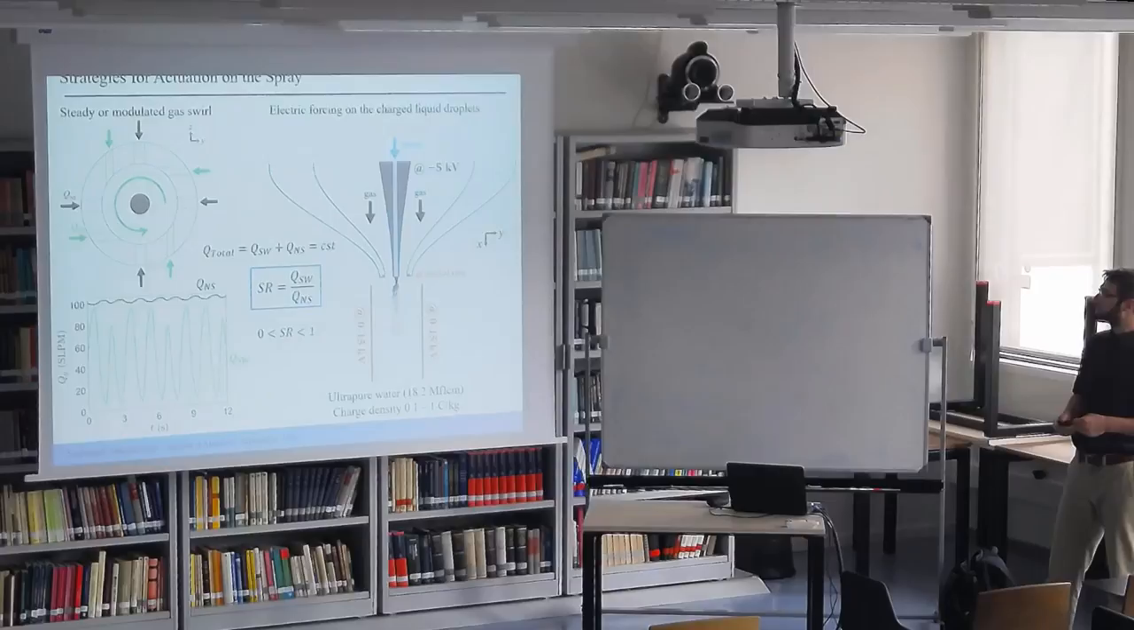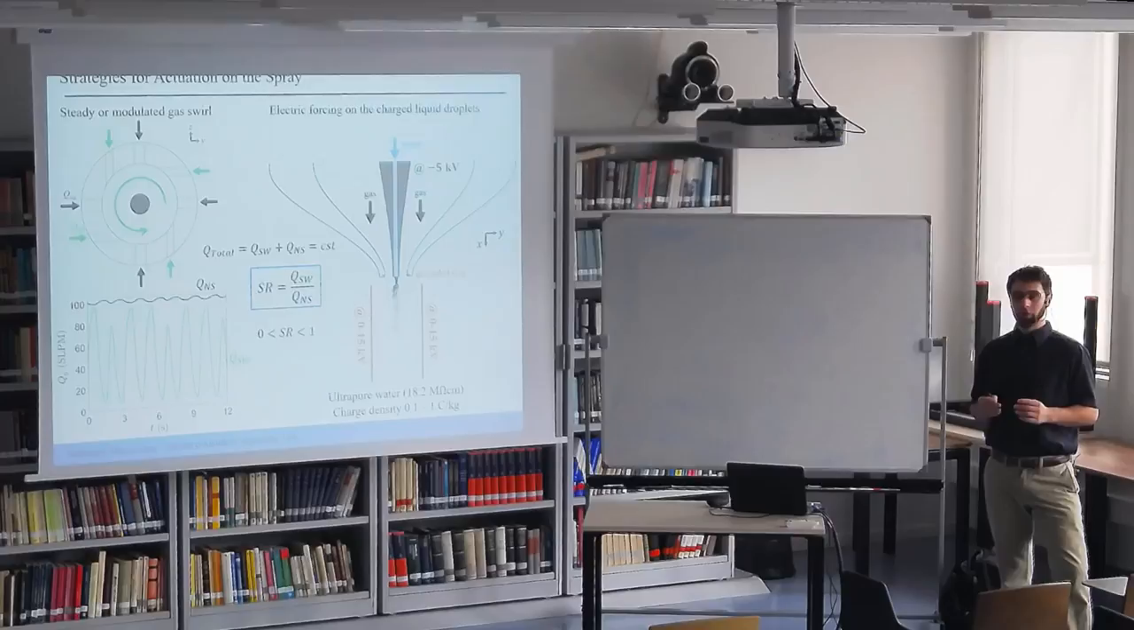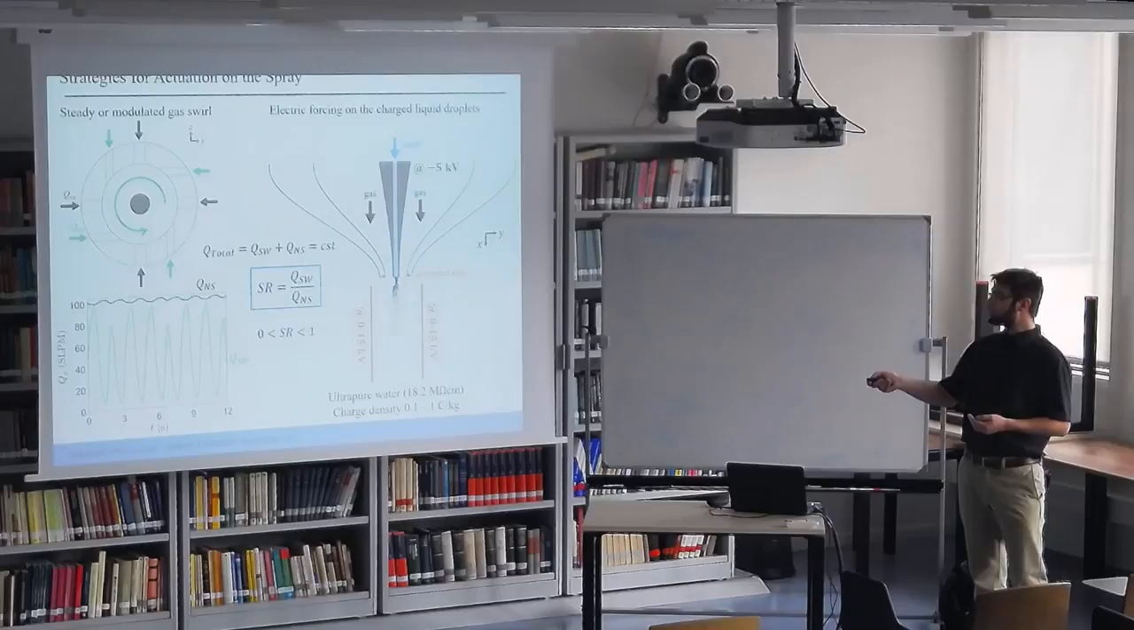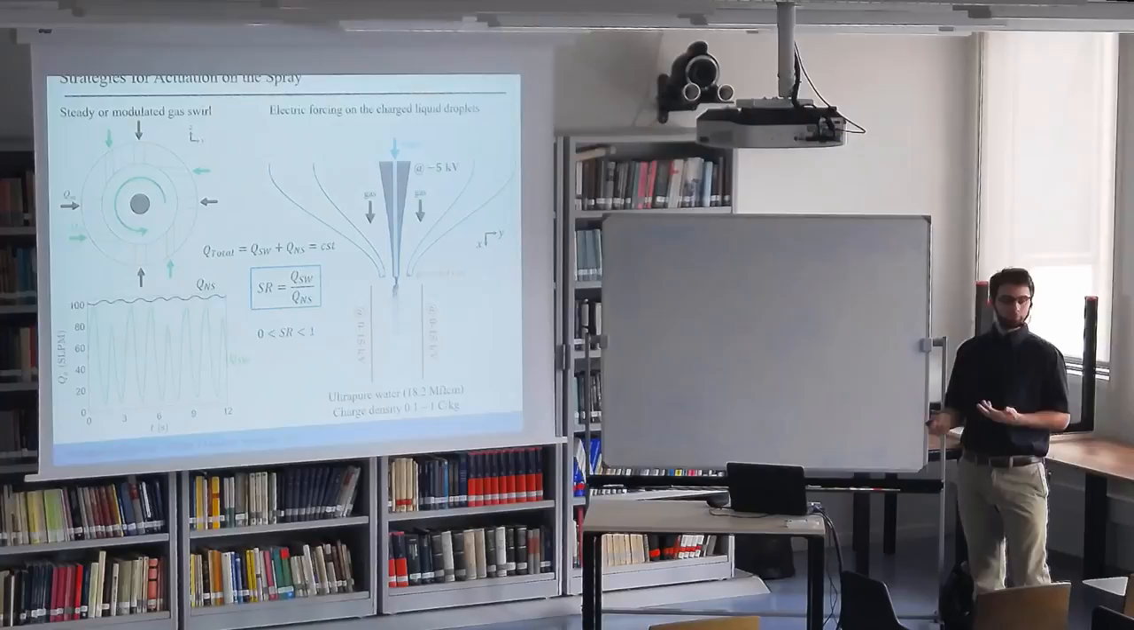When we put swirl, we keep the total flow rate constant, so that the Reynolds number and the momentum ratio are the same. And the way we measure the swirl is by a swirl ratio that is very simple. It's just the ratio of the swirling flow rate to the longitudinal flow rate. And this we've explored on a range from 0 to 1.